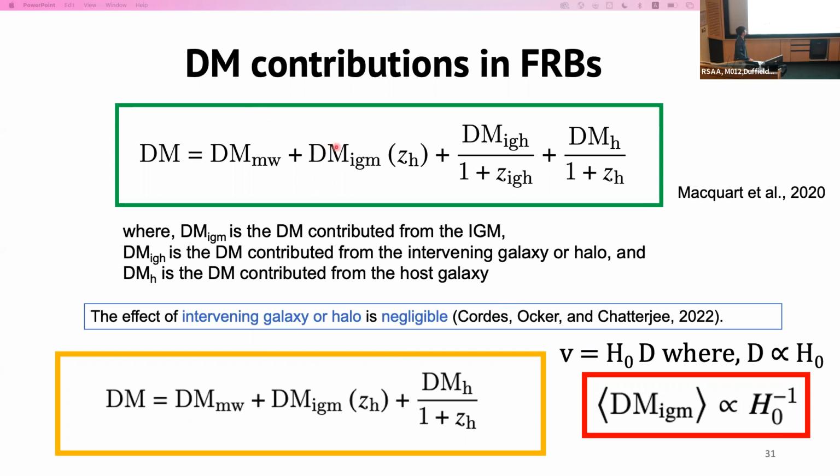So this equation can simplify to this one, where you can find that DM_host strongly depends on DM_IGM, because for DM Milky Way we have a model. By constraining DM_host, we can get DM_IGM, and DM_IGM is related to H naught because it is a kind of distance indicator in this case. So we can use fast radio burst DM to calculate Hubble's constant.